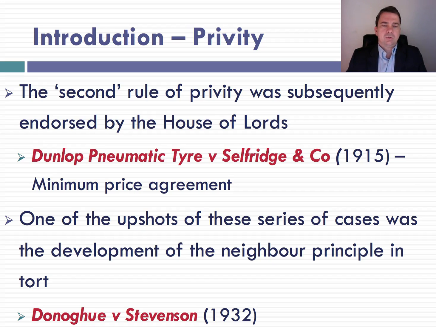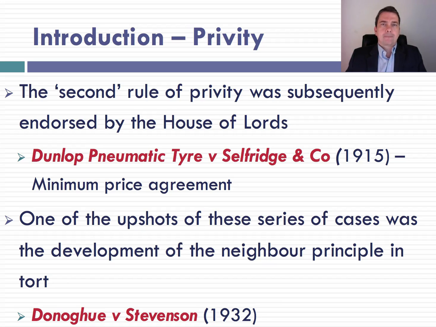So what happened was that Dew then sold on tires to another party called Selfridge. And Dew and Selfridge had a similar contract whereby Selfridge was not allowed to sell the tires under a certain minimum price. Now, what happened was that Selfridge did sell under that minimum price, and so they were sued by Dunlop. But of course, Dunlop was not a party to the contract between Dew and Selfridge, so they could not sue upon it. And this is what the House of Lords agreed with.